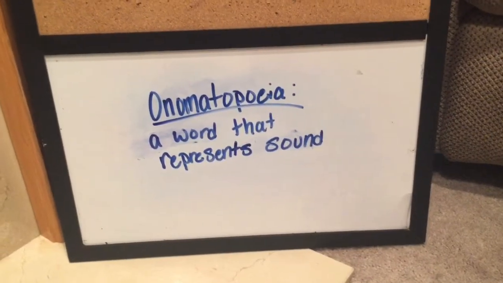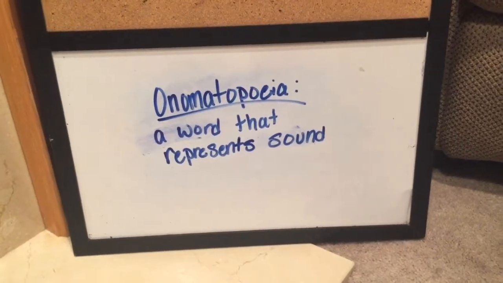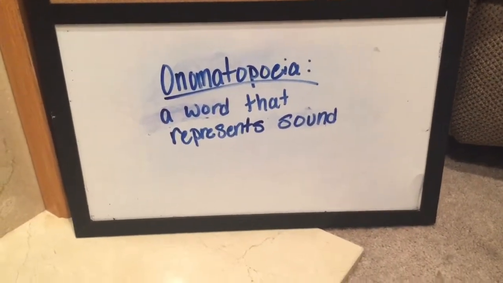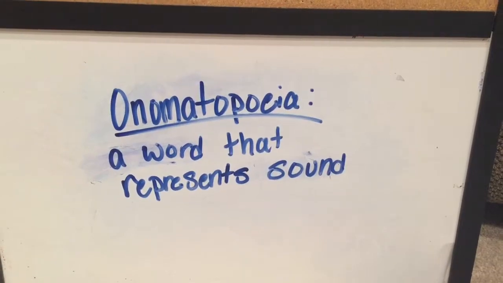The next literary device is onomatopoeia, which is a word that represents sound. An example of onomatopoeia would be a dog's bark.